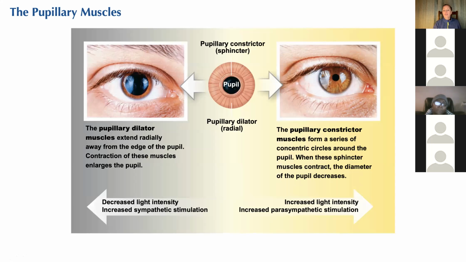All right, here's another slide to show you. Again, this is called mydriasis. Mydriasis is pupillary dilation. This is miosis, pupillary sphincter. Anybody remember just from the previous slide, which one is sympathetic and which one is parasympathetic? So sympathetic in dim light, okay? Big pupils, sympathetic, all right? This is parasympathetic.